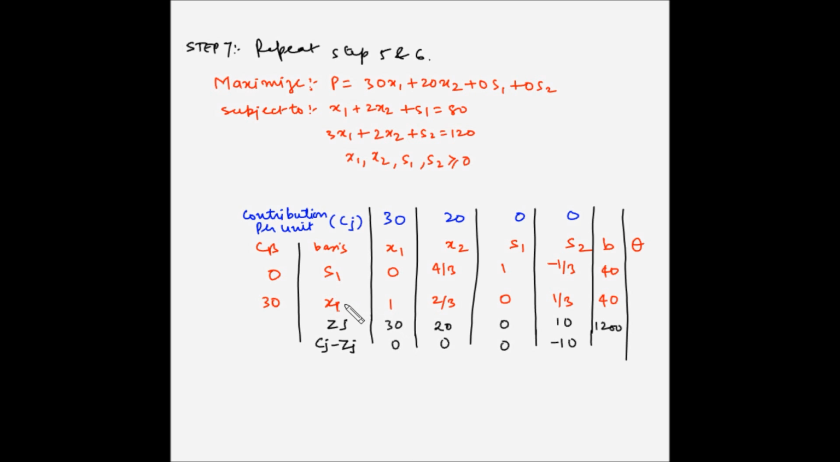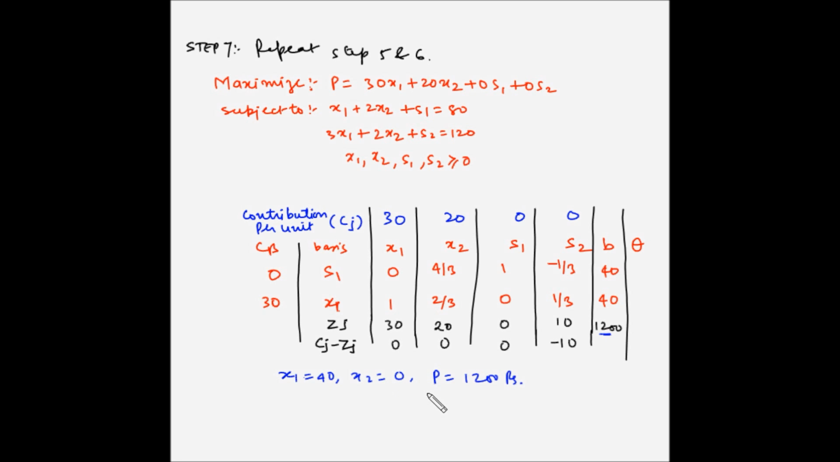So here the solution is that x1 is 40 and x2 could not enter the solution mix, so x2 is still the same, which is 0, which we had identified in the basic initial feasible solution. So x1 is 40, x2 is 0, and the solution, that is profit, is equal to 1200 rupees. So we should manufacture 40 numbers of product P1, 0 numbers of product P2.